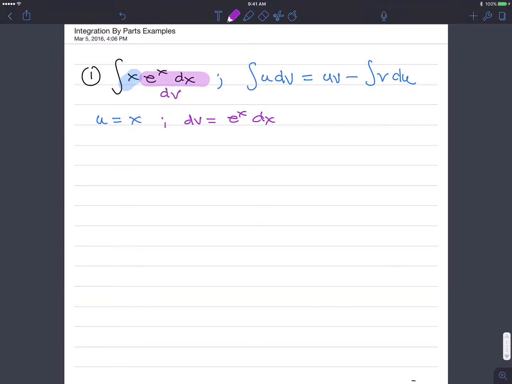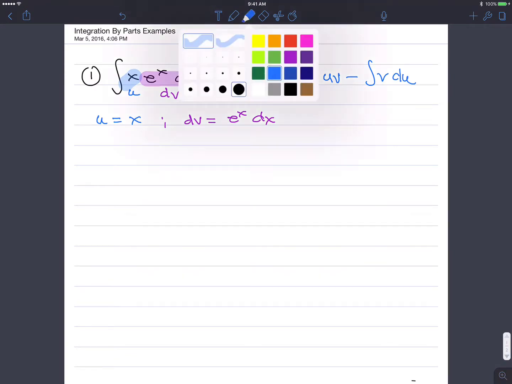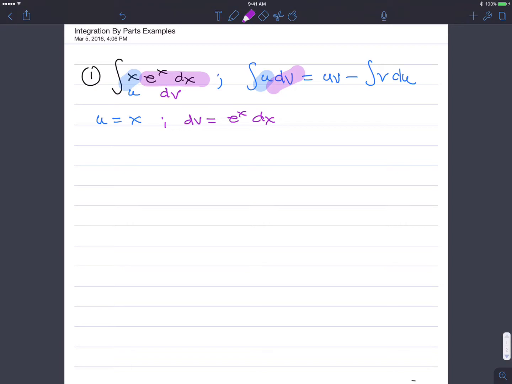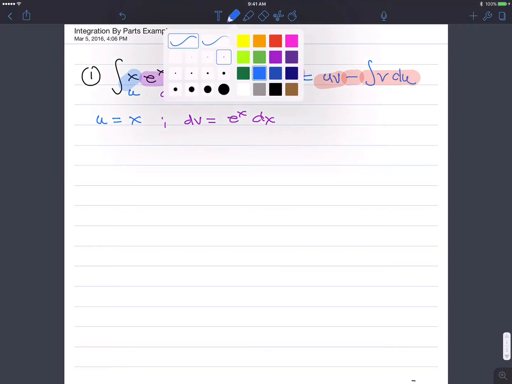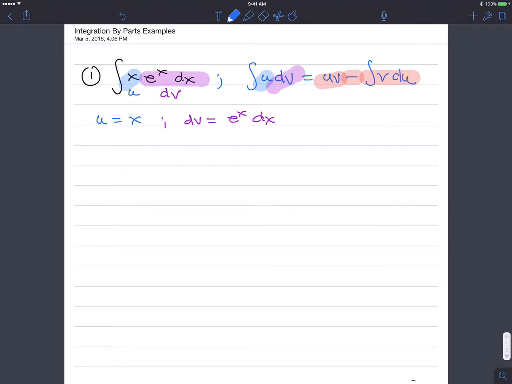So this portion is my dv, this portion is my u, and so on the right here I have my u and I have my dv. As you can see, on the right side here, I need the rest of this information. I need u times v, and then I need minus this integral of v du. In other words, since I know what u is, I need du. So du/dx is 1. I can solve for du, and I get du being 1 times dx, or simply, du is going to be dx.